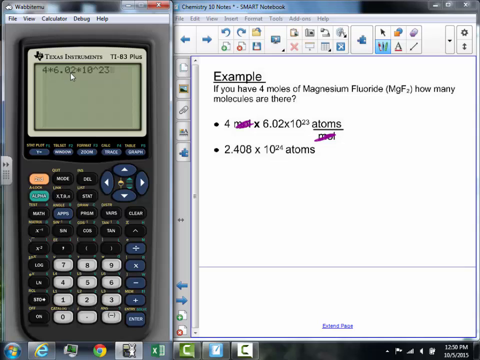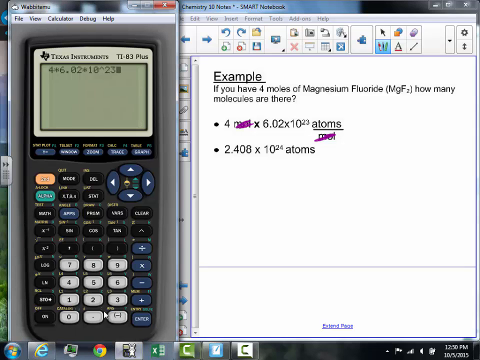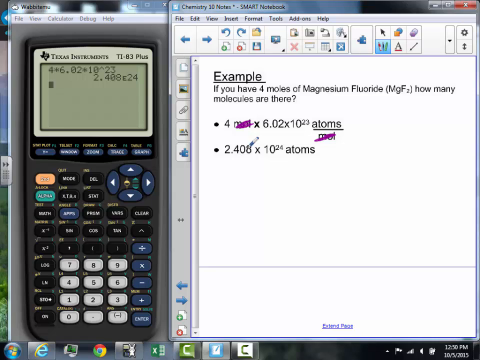4 times 6.02 times 10, this means to the power of 23. And then we can press enter. If you have a graphing calculator, it did not spit out the exact same answer that I had right here, but it's kind of similar. Do you see how there's a 2.408? And I have a 2.408. You got something different?